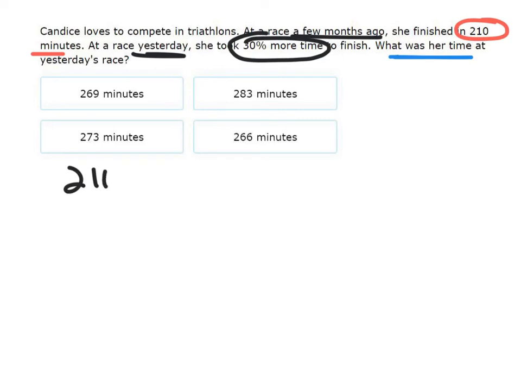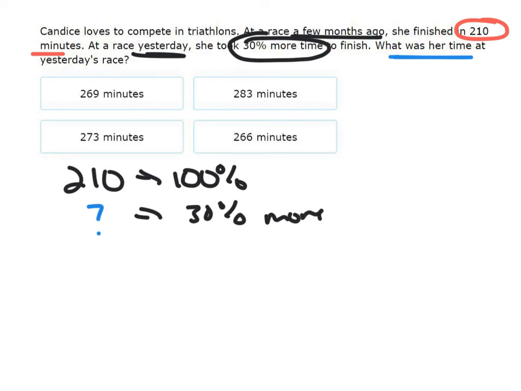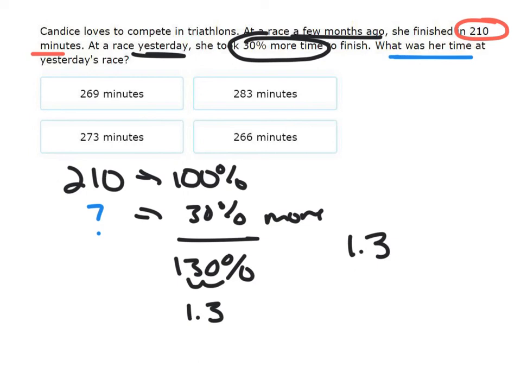My original 210 is my 100%. I know my new was 30% more. So I know I added time to this, it increased by 30%. So this is 130% of the time from the previous race. I convert that to the decimal, divide 130 by 100, and I get 1.3. Again, all I have to do now is take this value, 1.3 times the original value.